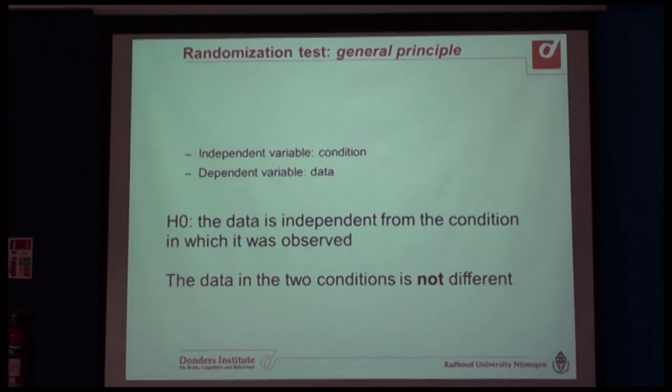So that means that we can phrase a null hypothesis, and the null hypothesis is that the data is independent from the condition in which it was observed. So the null hypothesis is basically the brain is doing whatever the brain is doing, but it doesn't really care about the stimuli that you were presenting. And you can rephrase this, and you could say the data in the two conditions is not different.